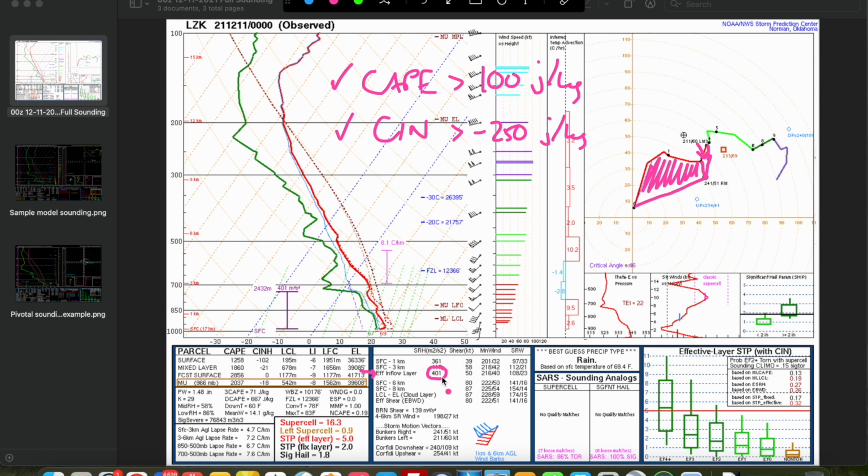You can see here in this example, 401 effective inflow layer SRH. Very, very high value. Again, we like to see values above about 150 meters squared per second squared of SRH. Effective inflow layer SRH here of over 400 meters squared per second squared. So I like to use the effective inflow layer SRH. It's one of the values I hone in on when I'm looking at this portion of the sounding. So very important is that effective inflow layer SRH.